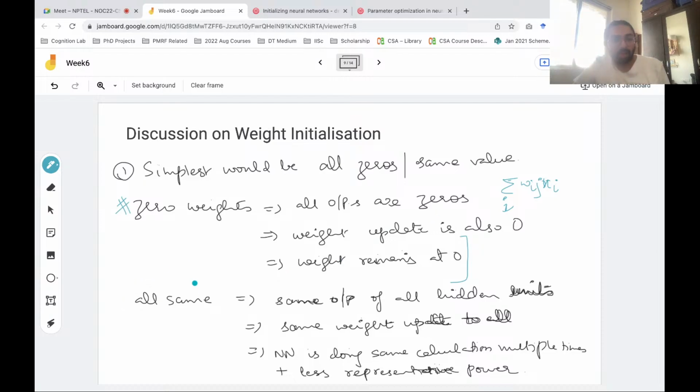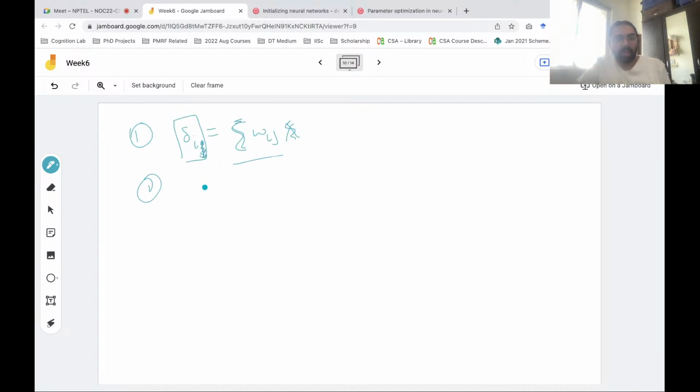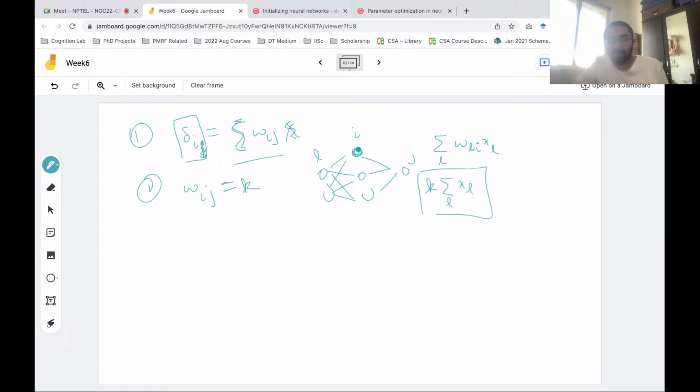Now, can't we use the same value for all? Let's say I initialize w_ij of all layers equal to some value k, and I have some architecture like this. What is this node computing? It's computing some activation of the sum of w_il x_l over l. Since the weights are the same, you will get k times sigma x_l, which is the same value that these other nodes will also compute. Then you apply some non-linearity over this.